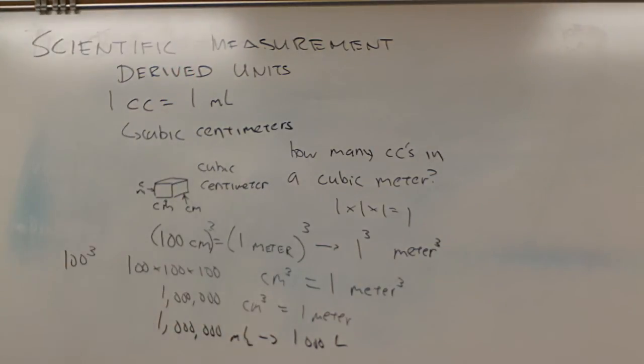Okay? Another type of derived unit that we use is going to be things that have two different types of measurements that are associated with them. And to do so, I'm going to magically clear the board now.